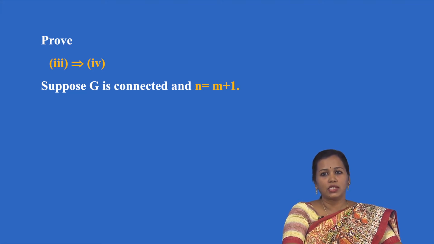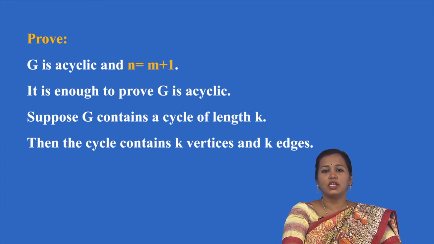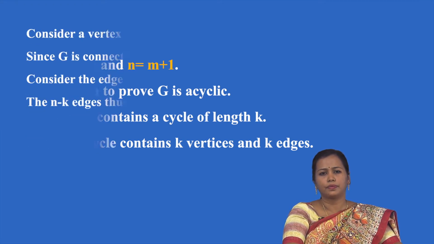Suppose G is connected and n is equal to m plus 1. To prove that G is acyclic and n is equal to m plus 1, it is enough to prove that G is acyclic. Suppose G contains a cycle of length k. We are going by proof by contradiction. Then the cycle contains k vertices and k edges.